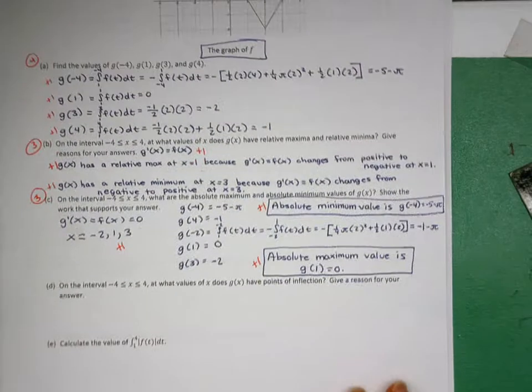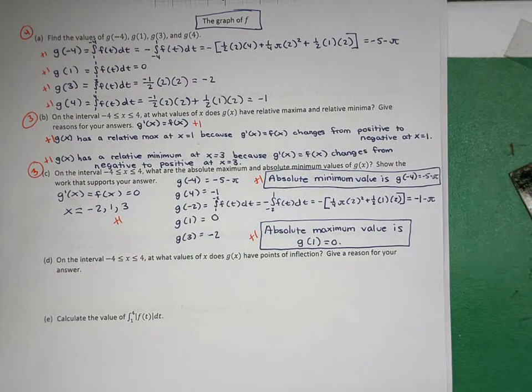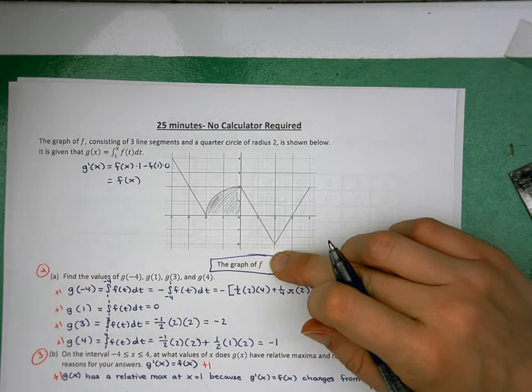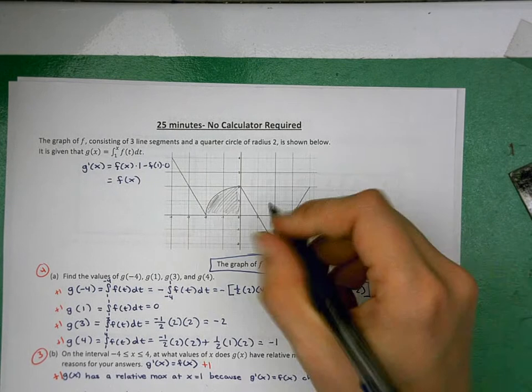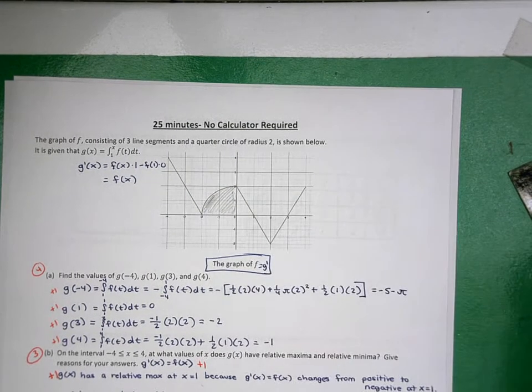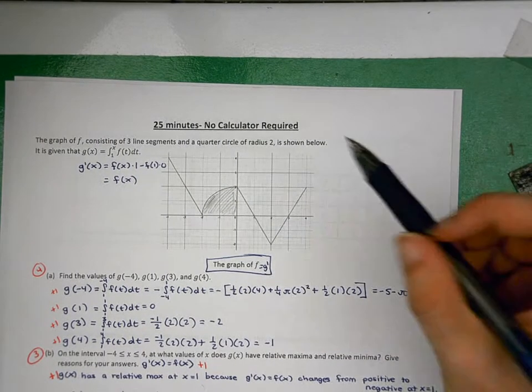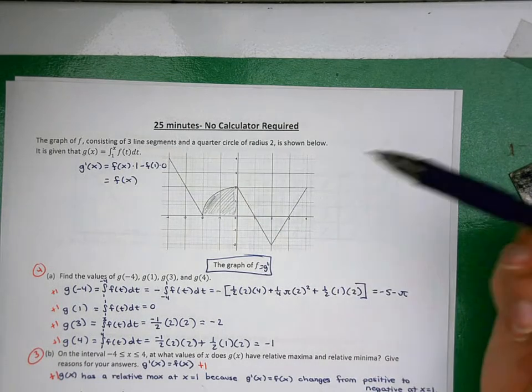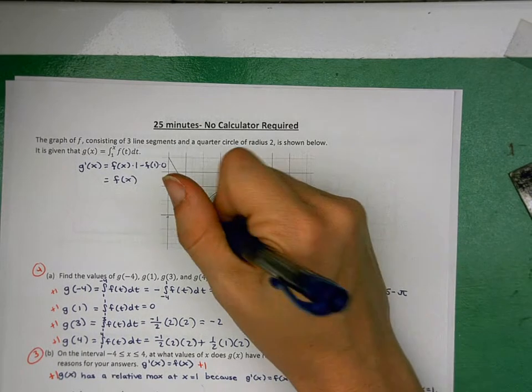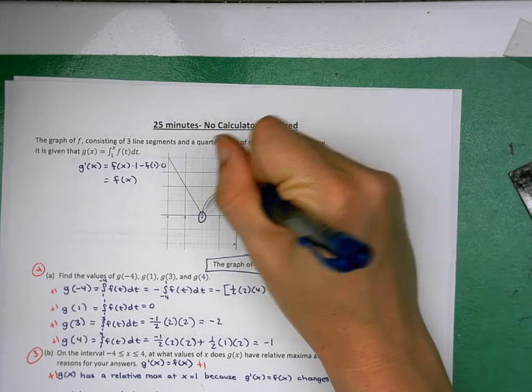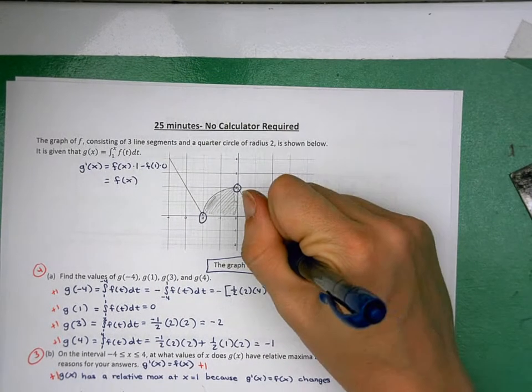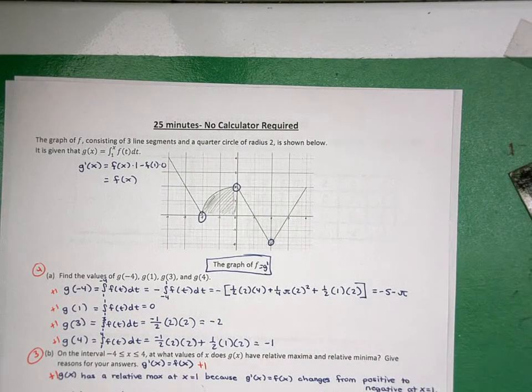Okay, D, where does G have points of inflection? Okay. Well, remember G prime is the same thing as F, so how do I see G's points of inflection on its first derivative graph? Well, points of inflection on a first derivative graph are where the first derivative changes from increasing to decreasing or decreasing to increasing, which are here at -2, 0, and 2. Okay?